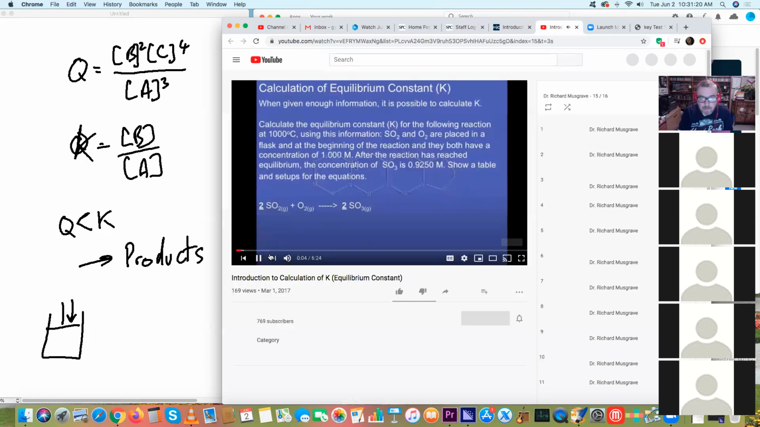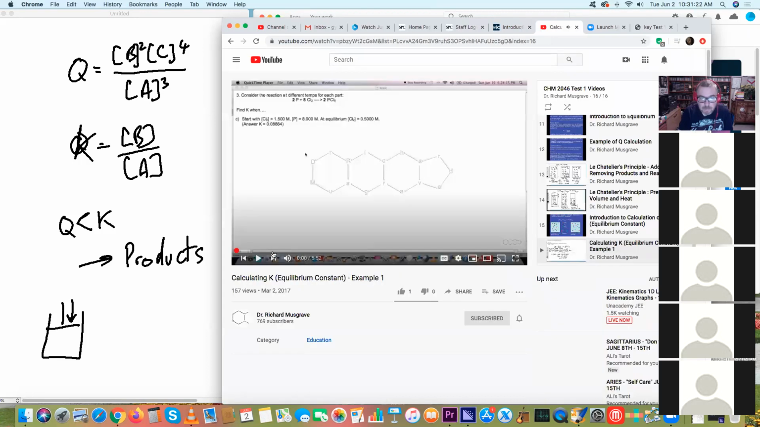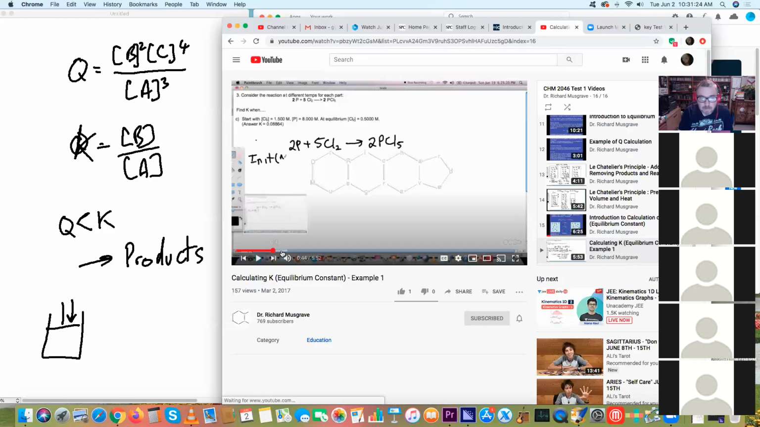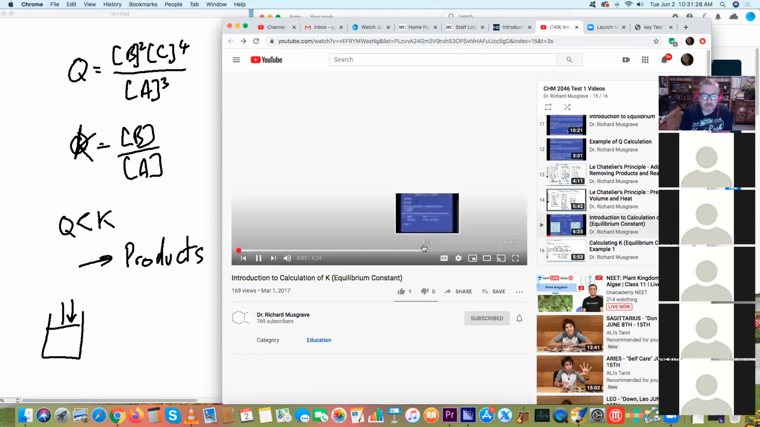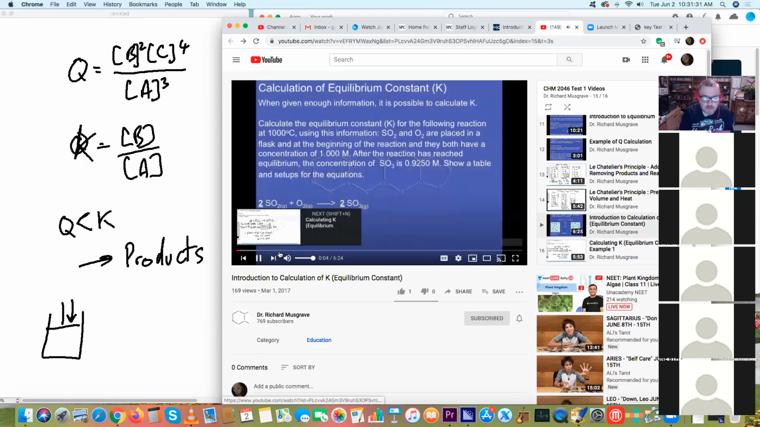Calculate the equilibrium constant K. Oh, what? I skipped to the next one somehow. Calculate the equilibrium constant K.